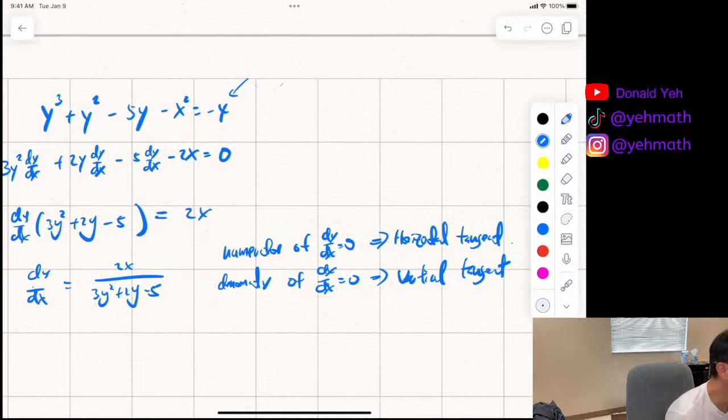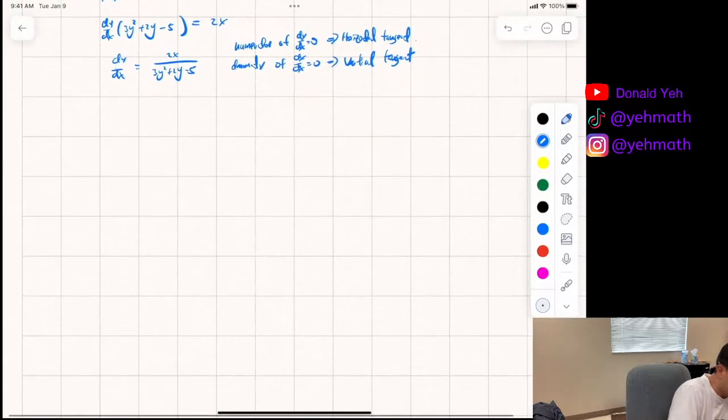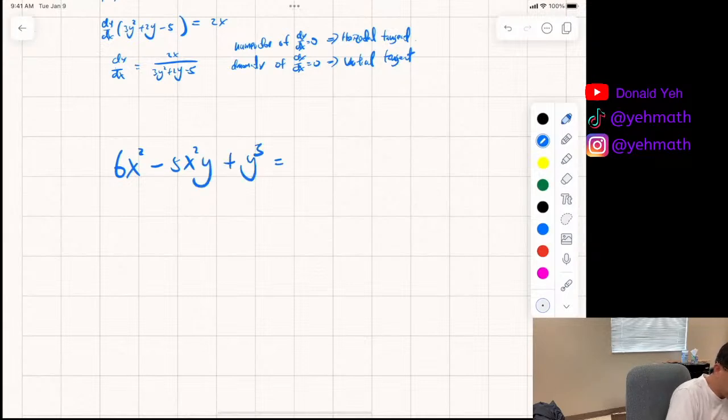Is that okay? Okay, let's start with one of them and ask you to just find dy dx. So 6x squared minus 5x squared y plus y to the cube equal to 10. I want you to find dy dx here and make sure everybody got the same thing. You can choose to use y prime if you think that's better for you. I don't really care, as long as you get your math right.